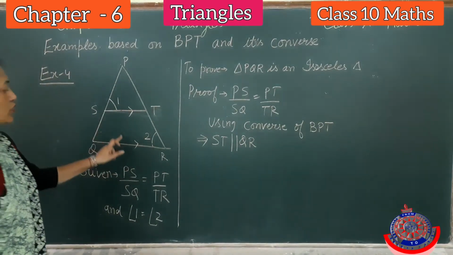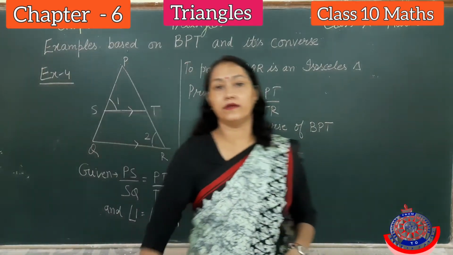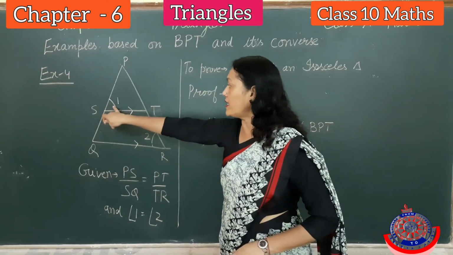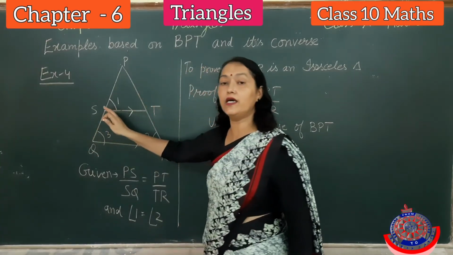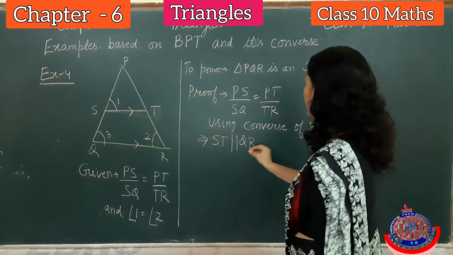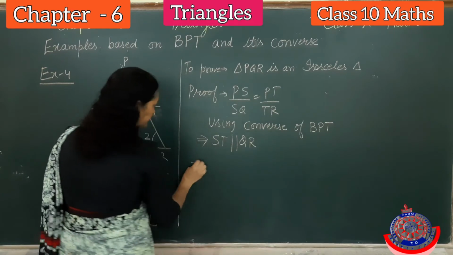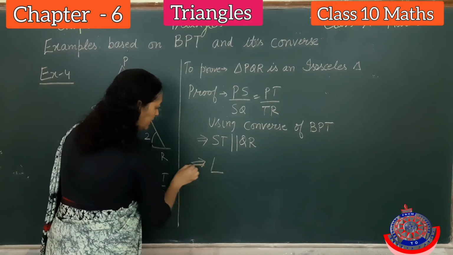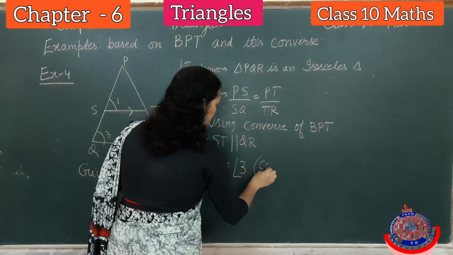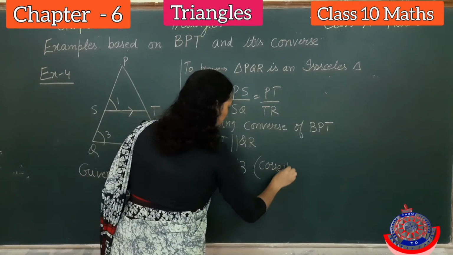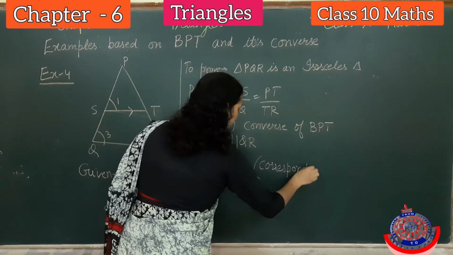Now if these two lines are parallel, then this angle will be equal to this angle. Why? Because these are corresponding angles. So this will imply angle 1 is equal to angle 3. That is, corresponding angles.